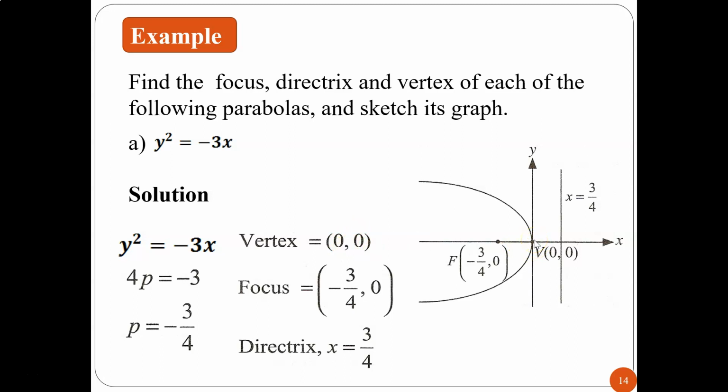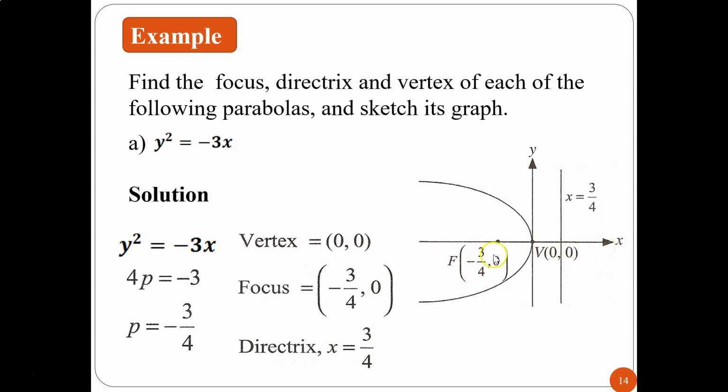And when p is negative 3 over 4, you will have your focus. What changes is the x-axis coordinate. It means it moves to the left, negative 3 over 4 units. To the left, 3/4 unit. That's why it has a negative sign, because this side is negative and over here this side is positive.